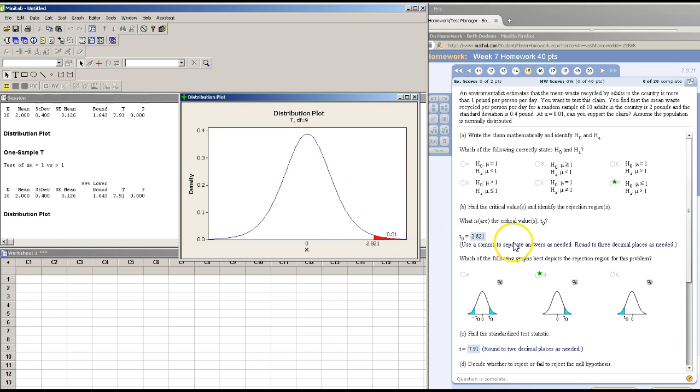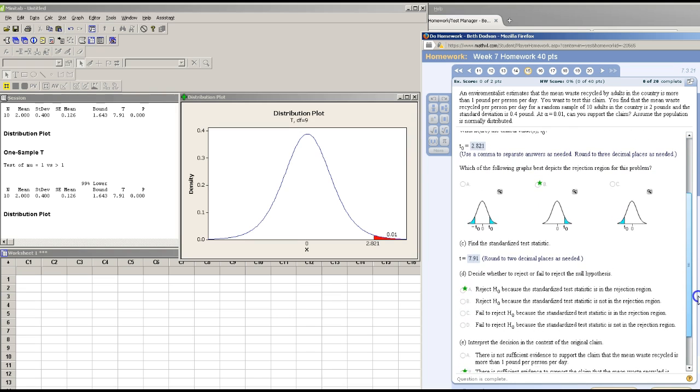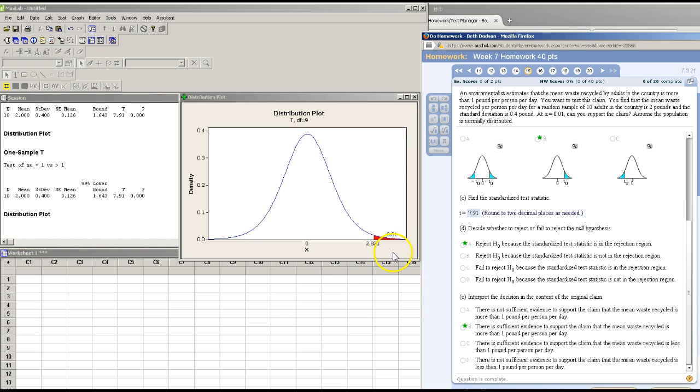So there it is. So then you are checking to see if your test statistic is in the rejection region or not. So 7.91 would definitely be in that rejection region. It would definitely be over there in the red. So we would reject the null. And then you could use the flowchart to write your final conclusion in the context of the original problem.